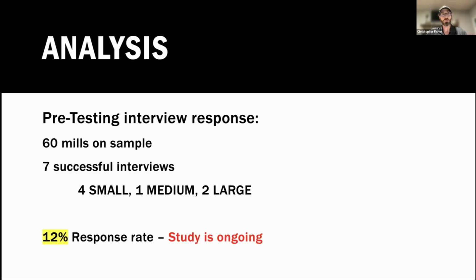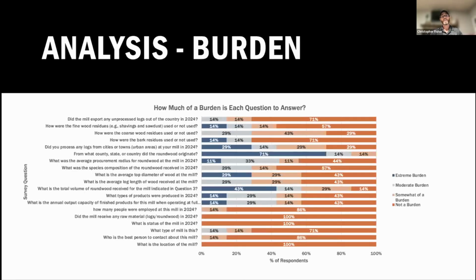4 small, 1 medium, 2 large. The study is ongoing, so we're not done here, but we do have some results that are worth looking at. If you take every question in the short form and look at the perceived level of burden for the question, this makes a lot of sense.